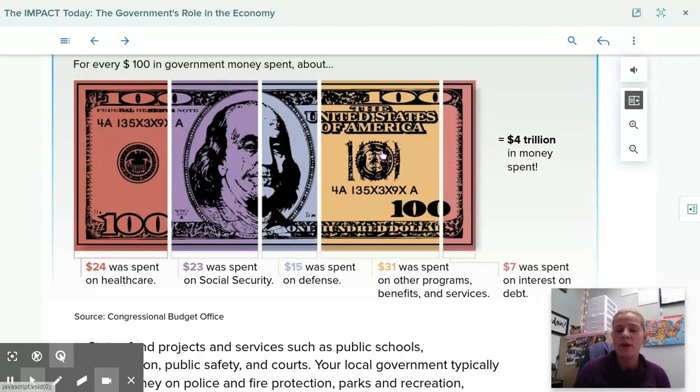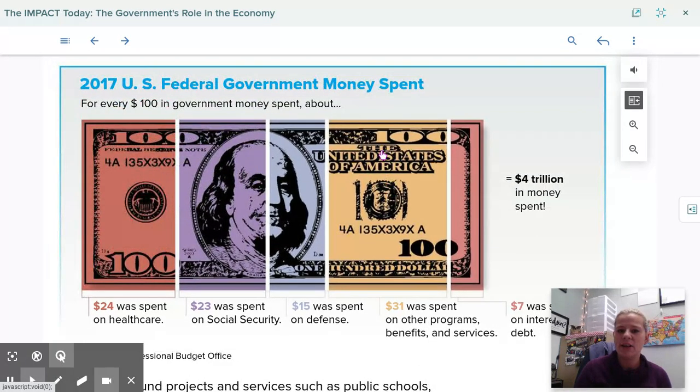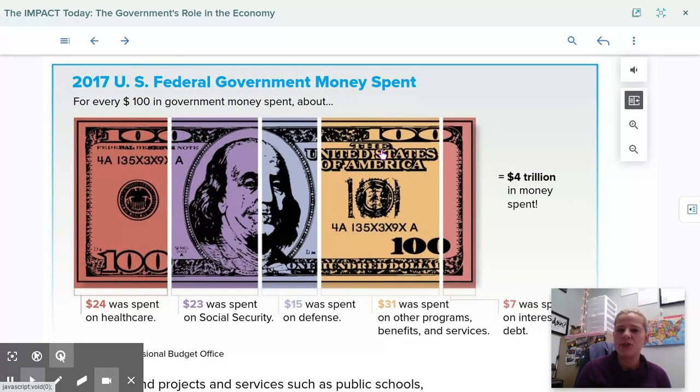So we raised in 2017, or brought in, $3.3 trillion, but they spent over $4 trillion. All right. So that means that we had a deficit. That means we spent more than the money we brought in. So now the U.S. is in debt for the year 2017.